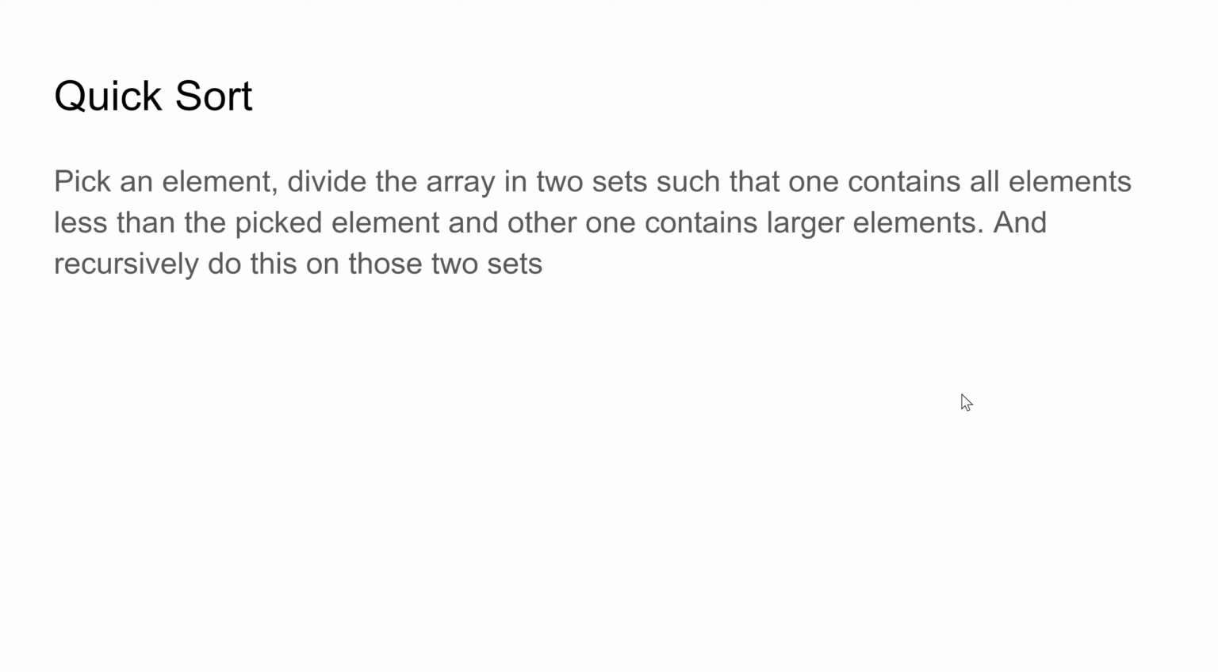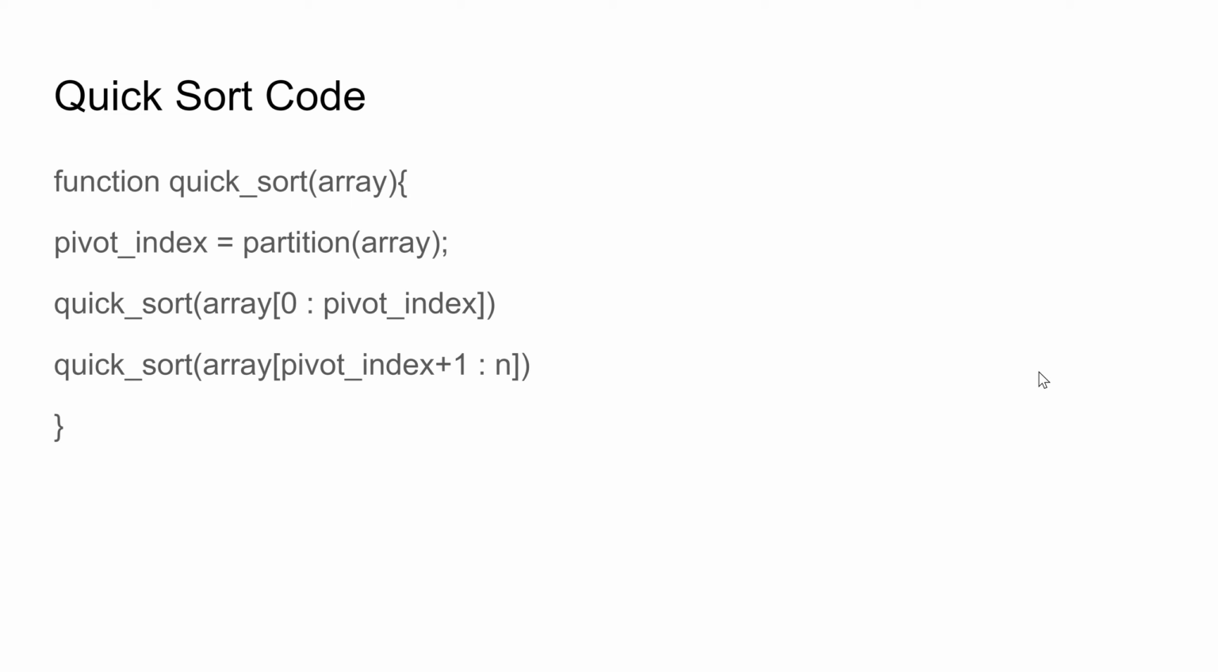Quick sort. Pick an element, divide the array into two sets such that one contains all elements less than the picked element and the other contains larger elements, and recursively do this on those two sets. Quicksort code: function quicksort, array, pivot index, partition array, then quicksort each side.